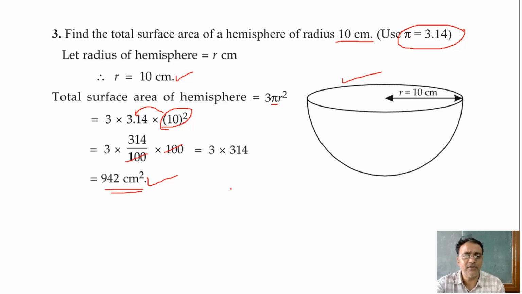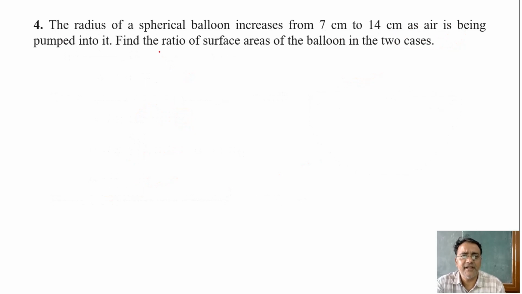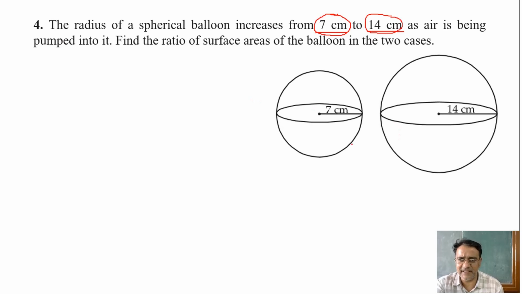So now we are moving towards the fourth question. The radius of a spherical balloon increases from 7 centimeter to 14 centimeter as air is being pumped into it. Find the ratio of surface areas of the balloon in the two cases. So in the first case, the radius is 7 centimeter, and in the second case, the radius is 14 centimeter. So we will take one by one. Okay, let's make a rough sketch: this is the 7 centimeter case and here this is 14 centimeter. This is a rough sketch only and this figure is not mandatory.